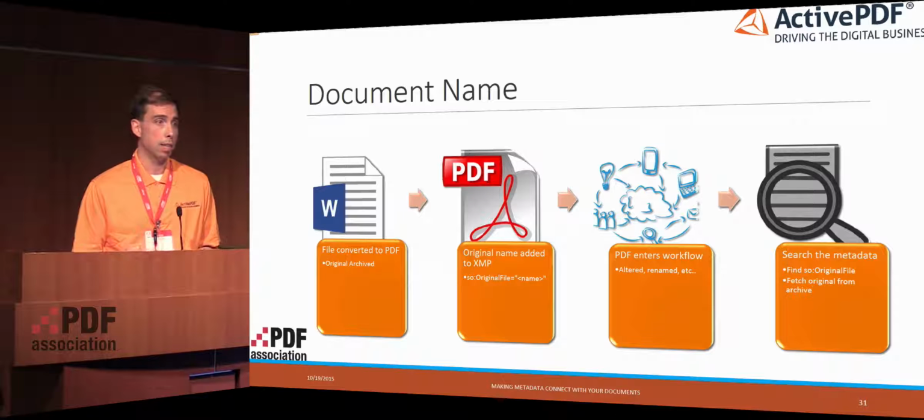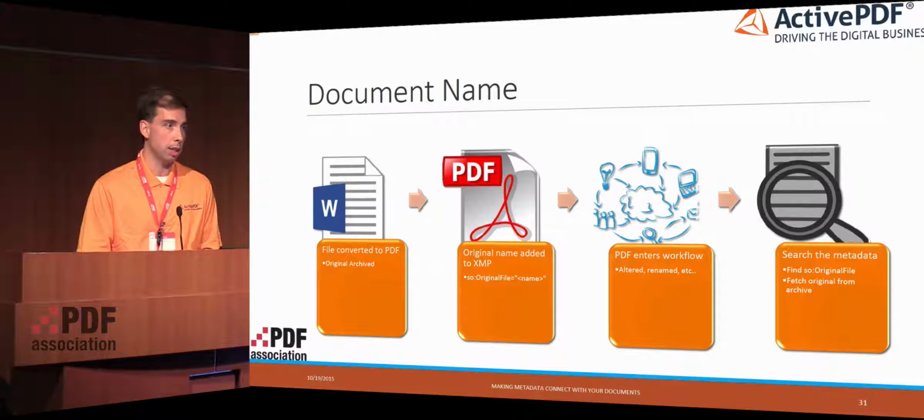First example, document name. We get a document, we convert it to PDF, and then we archive that original document. We write the original name of the document into our XMP, and then our PDF enters a workflow where it could get altered, renamed, all of the above. And at any point in that workflow, we can come back to that metadata and find the original file that was used to create this document, allowing us to reconnect the PDF with our original document.